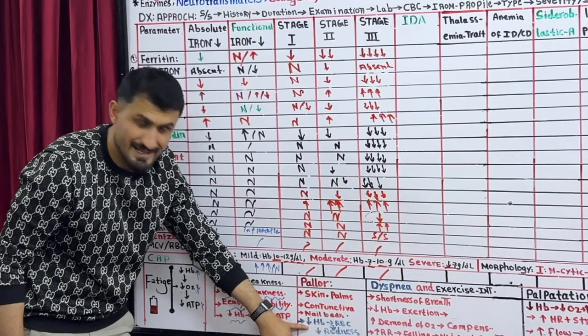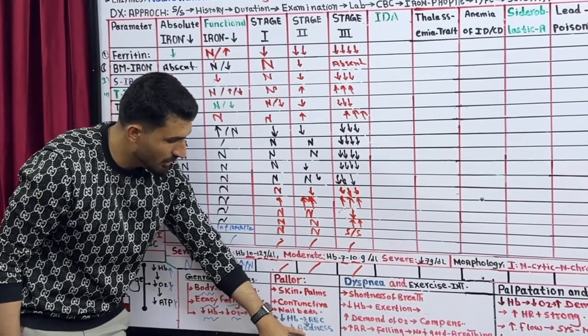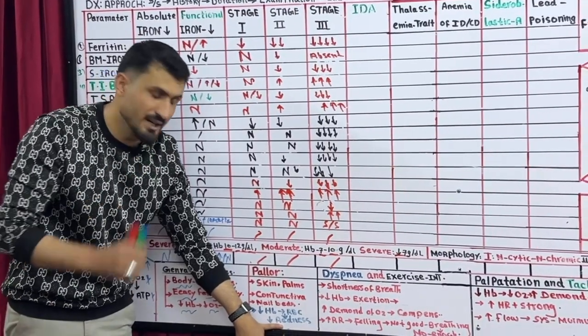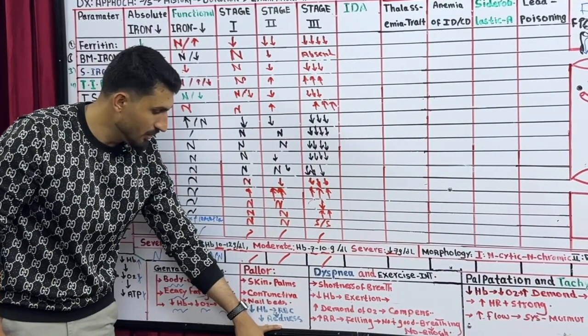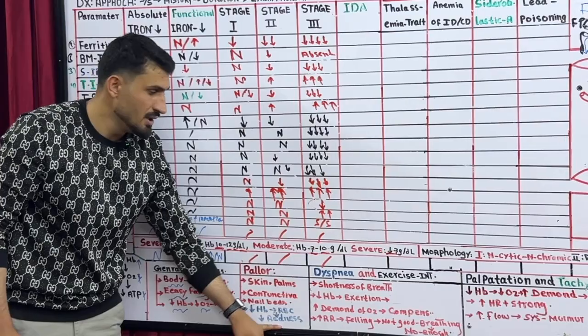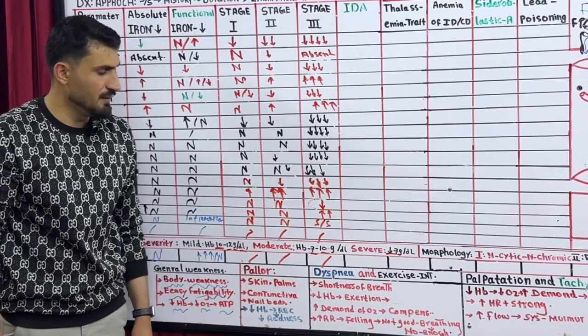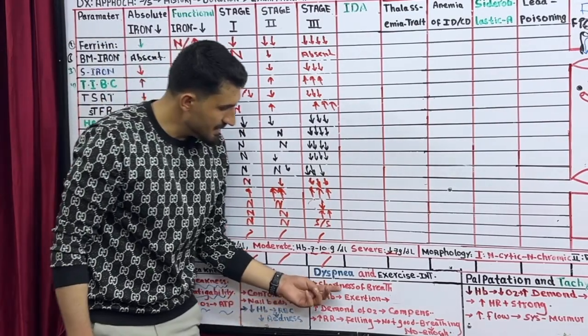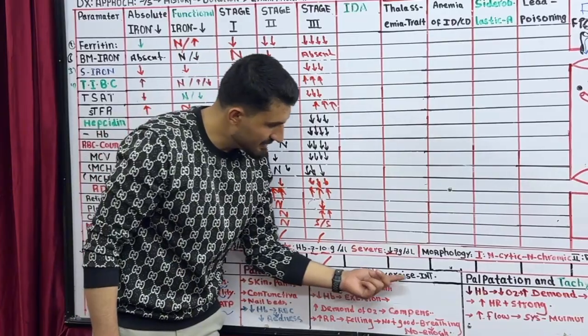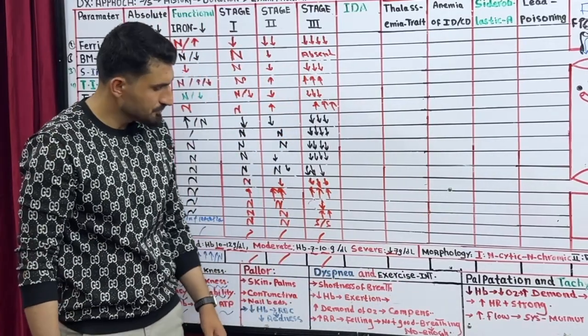That's also due to less hemoglobin, due to less RBC, and RBC has red color. That's why the redness in this tissue drops, so they will be pale. Got it? Next is about the dyspnea and exertion intolerance.